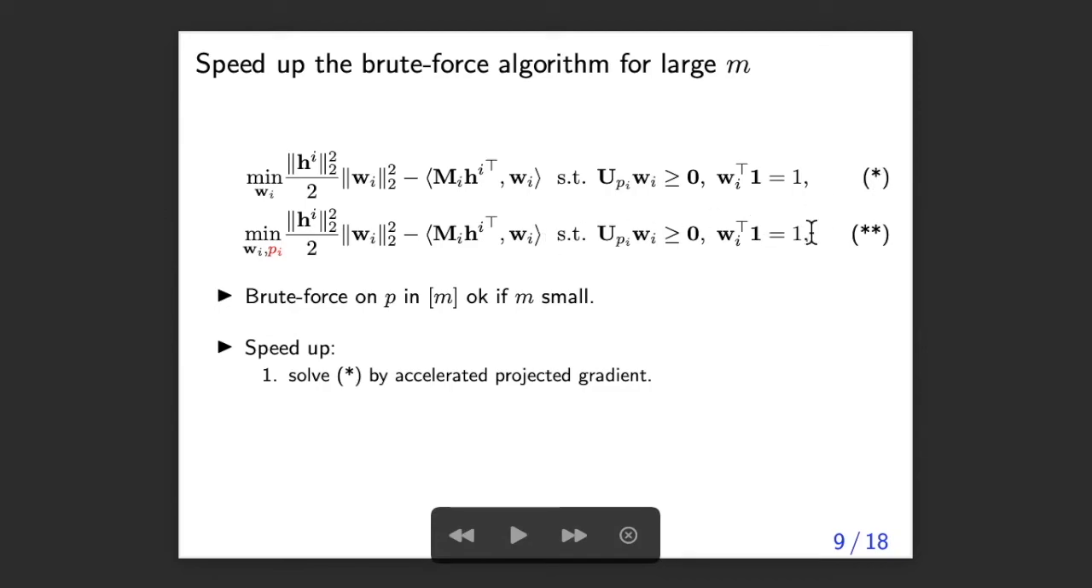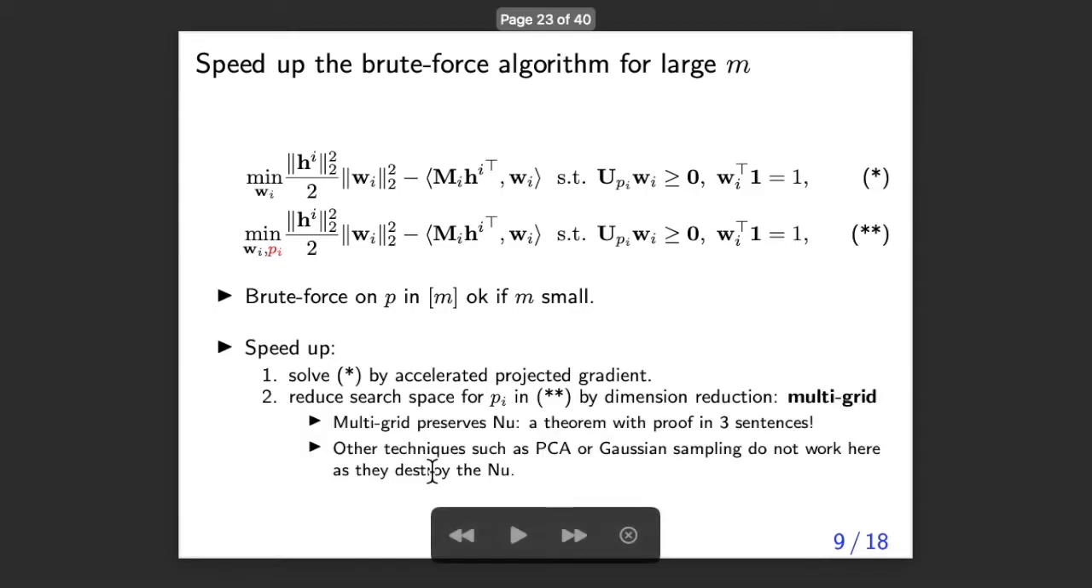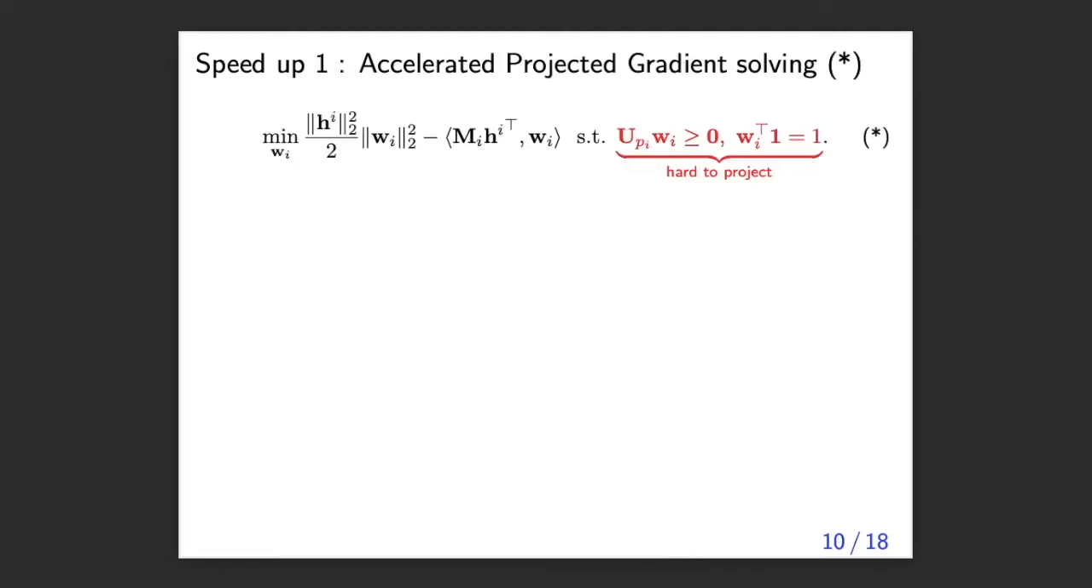We first solve star by accelerated projected gradient, that is, an accelerated first order method. There's no luxury of using a second order method because we are already running a brute force here. The second speed up is something called dimension reduction. Brute forcing on P means searching all the integers here. If we make this search space small, then brute force is okay. So what dimension reduction do we use? Multigrid. Why? Because multigrid preserves NU. Other techniques, for example PCA and Gaussian sampling, are also dimension reduction methods, but they don't work here because they destroy NU.